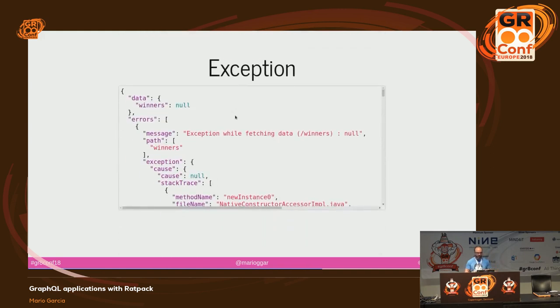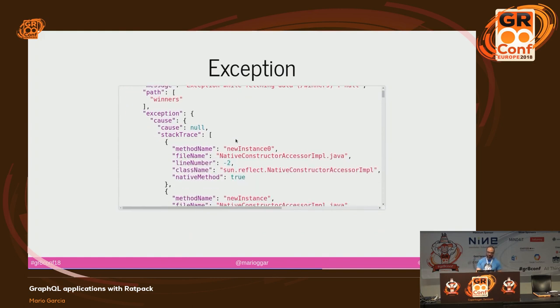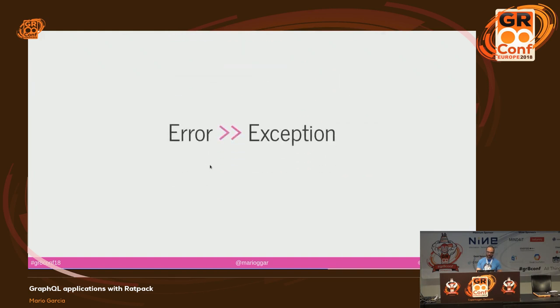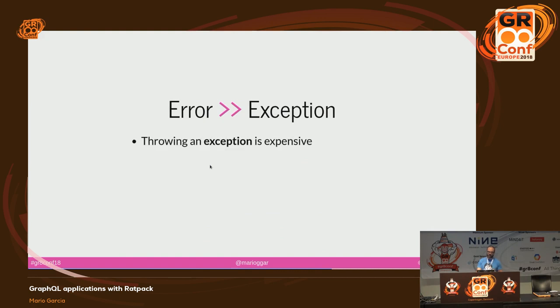The exception, as I told you, adds more information about what happened. It's like the stack trace and things like that. This is important to keep in mind because throwing an exception in the JVM is expensive, or at least it's more expensive than returning an error, which is just a simple data structure.